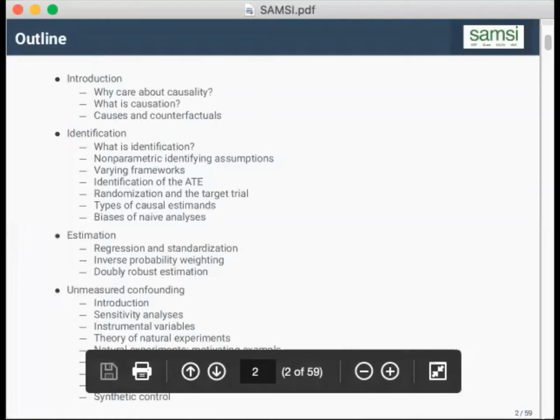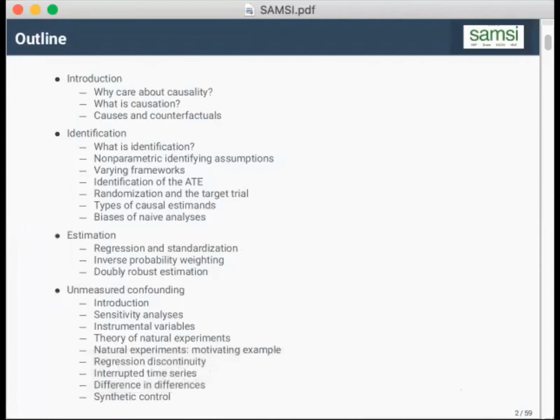So here's an outline that you can refer back to in your own slides throughout. Very briefly, I'll first give an introduction to some core concepts and terminology, then talk about identifying causal effects, estimating causal effects, and some methods to deal with unmeasured confounding.